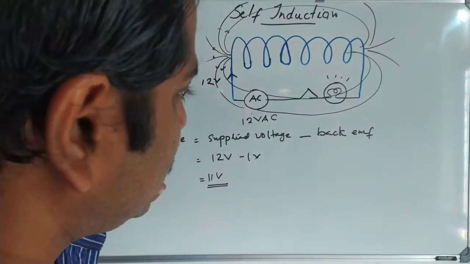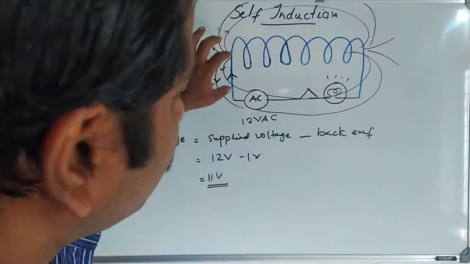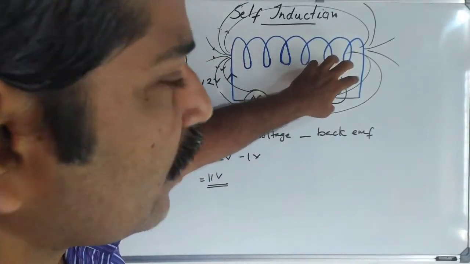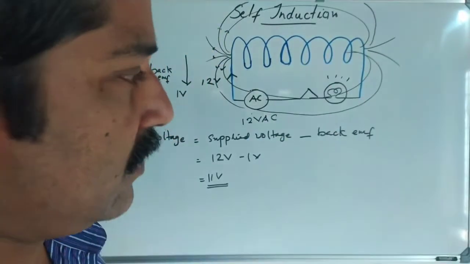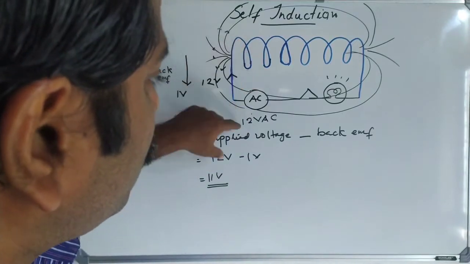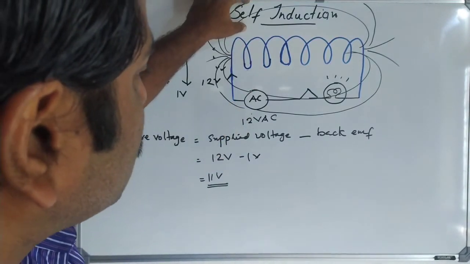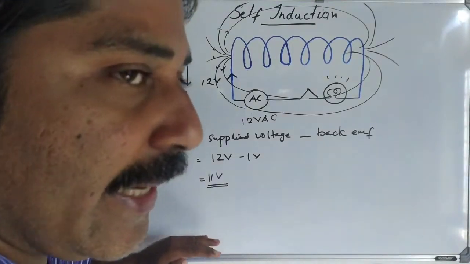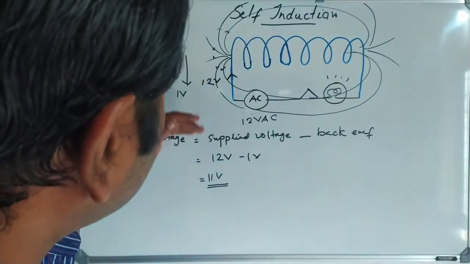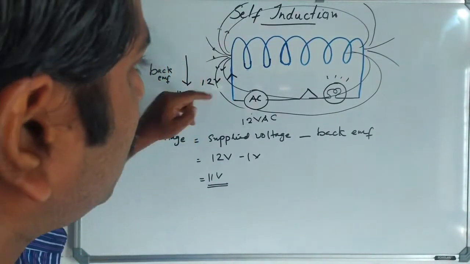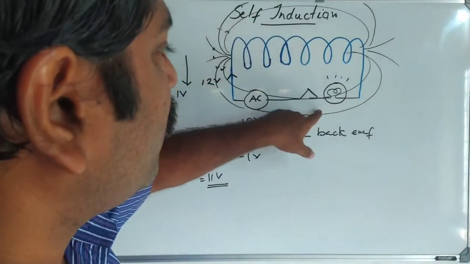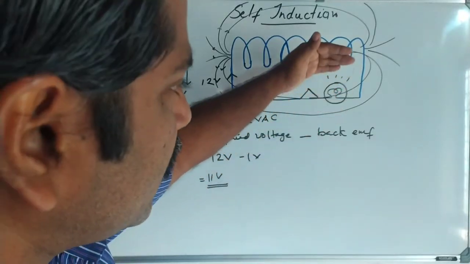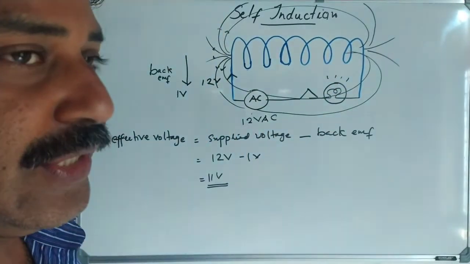In the case of DC, when we provide 12 volt DC, the 12 volt DC will be completely flowing through the bulb and the bulb will glow with an intensity of 12 volt. But when we provide an AC of 12 volt, because of self-induction, since it produces a back EMF, the effective voltage will be decreased. So if you are assuming the back EMF as 1 volt, the effective voltage flowing through the circuit will be 11 volt. So the intensity will be of 11 volt, then the intensity of bulb will decrease.